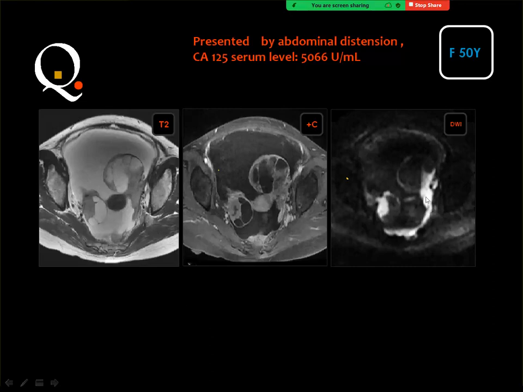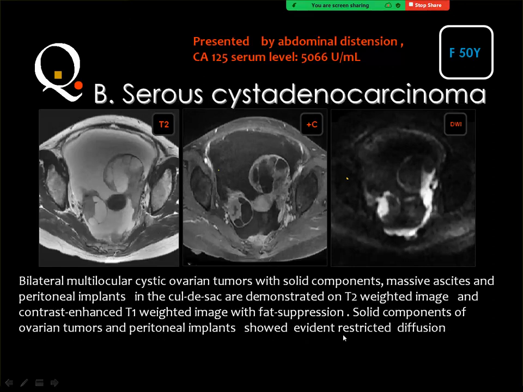Then the diffusion weighted image shows restricted diffusion of the solid component of the tumor, as well as restricted diffusion of the tumor seeding along the peritoneal reflection. And this is bilateral serous cystadenocarcinoma with peritoneal implants.